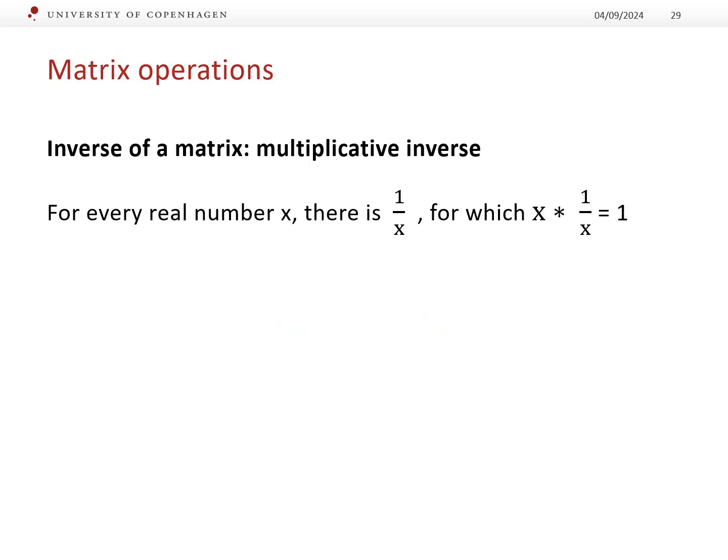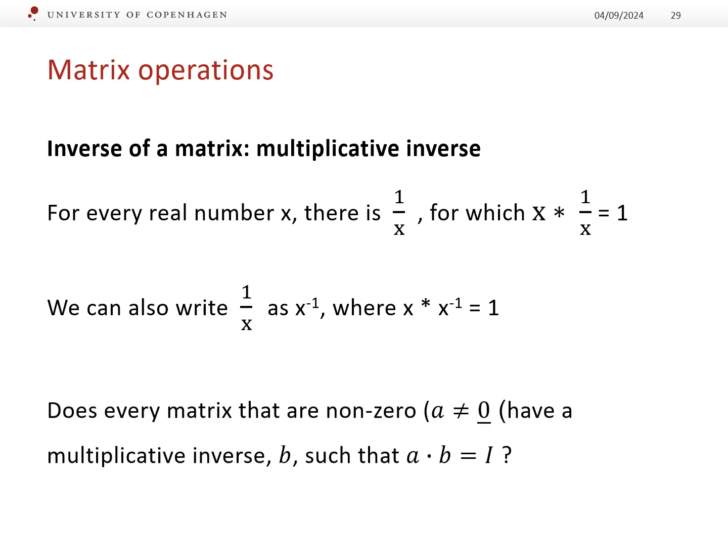We are back with more matrix operations, and some interesting ones at that. So, the inverse of a matrix, in this case a multiplicative inverse. For every real number x, there is 1 divided by x, for which x times 1 divided by x returns 1. That's quite straightforward. We can also write 1 divided by x as x to the power of minus 1, where x multiplied by x to the power of minus 1 also gives us 1.